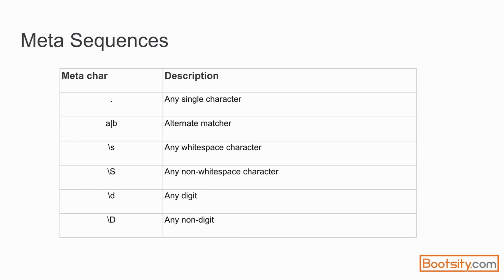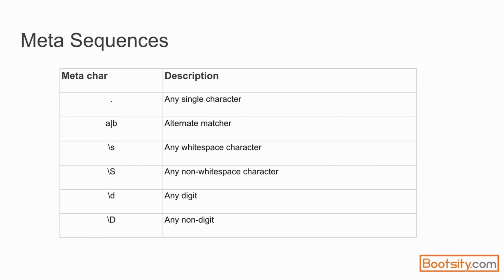Let's see briefly some of the most used meta sequences before we have live examples on the website regex101.com. Here is the list of most frequently used meta sequences or meta characters. Let's go through them one by one and then we will move on to examples. So the first one is the dot character. Dot will match any single character, whether it's a digit, a special character or any alphabet.